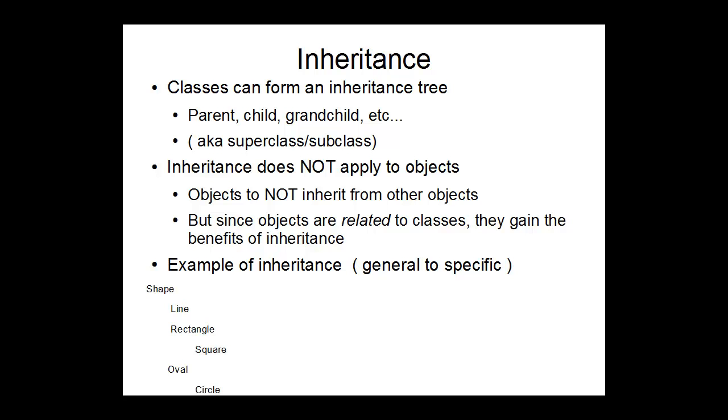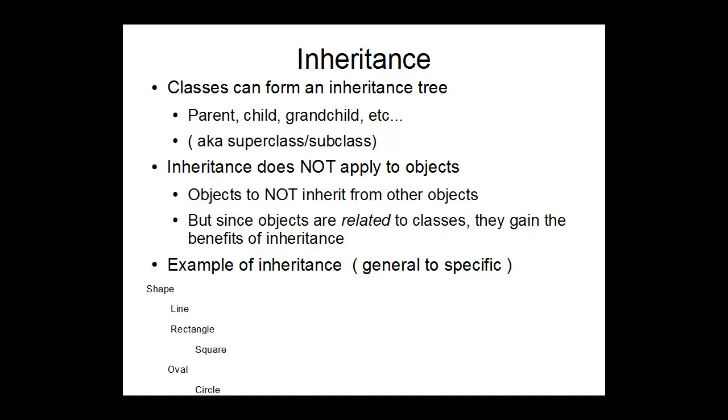Let's talk about inheritance. Inheritance is another principle of OO languages. It turns out that classes can form a tree, called an inheritance tree. So we can have a parent class, a child class, a grandchild class. We also can call this superclass, subclass. They have the same meaning. Inheritance does not apply to objects. You don't think of objects as inheriting from other objects. But since objects are related to classes, they're going to gain the benefits of the class inheritance.